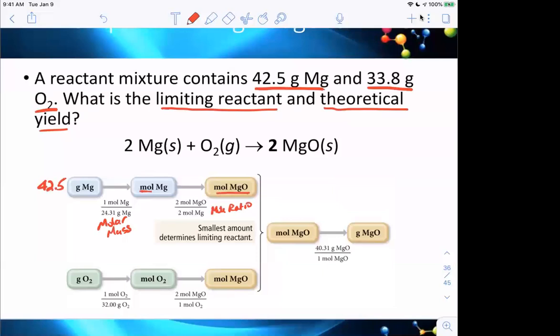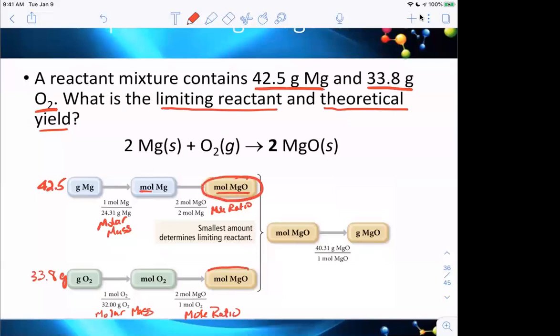But I have to do that for the second quantity of the second reactant. So I have to do the same calculation with my 33.8 grams of O2. I'm going to convert that to moles of O2 using the molar mass, and then to moles of magnesium oxide using the mole ratio.